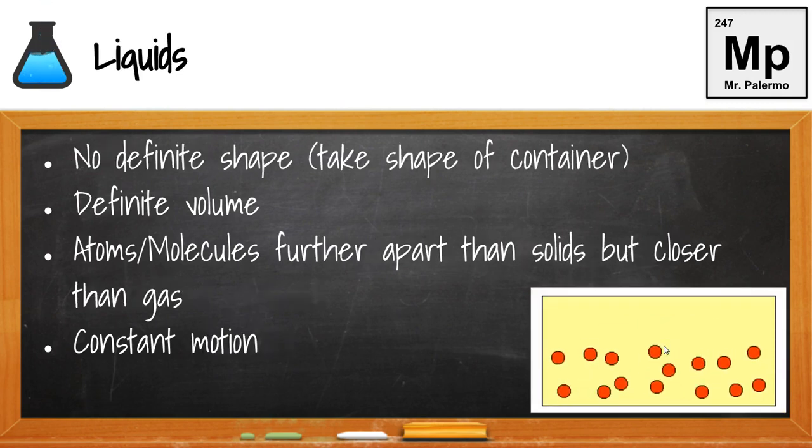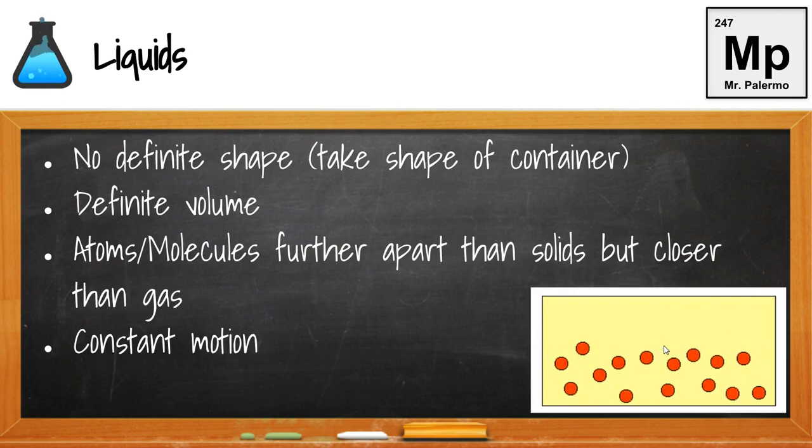Liquids have no definite shape, meaning they take the shape of the container that they are placed into, but they do have a definite volume. They do have a definite amount of space that they occupy. When atoms or molecules are in the liquid phase, they are, as you can see here, further apart than in the solid phase, but they are closer together than the gas phase. Due to this increased amount of space between the atoms or molecules, they are in constant motion and they can flow over each other.